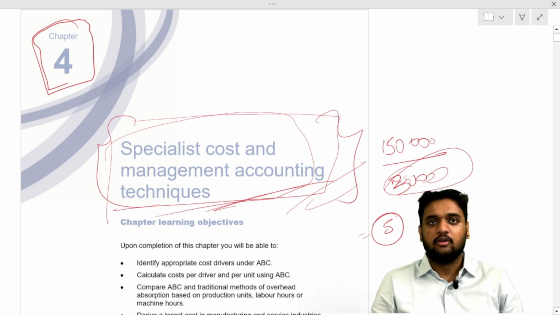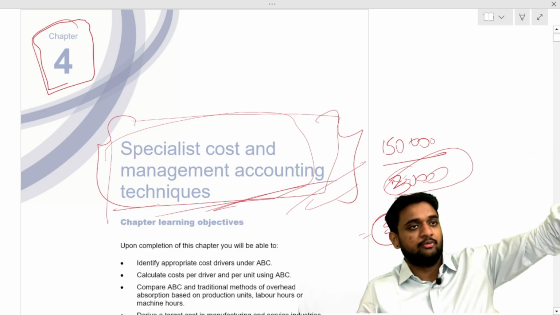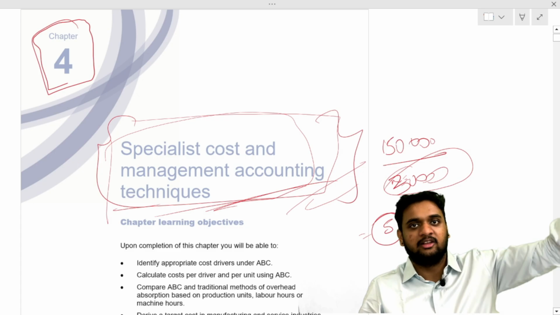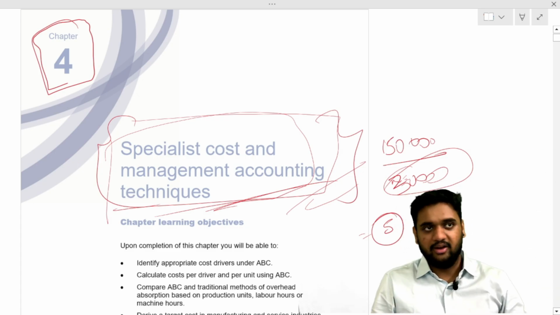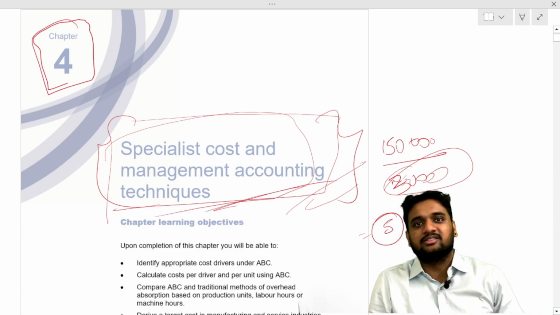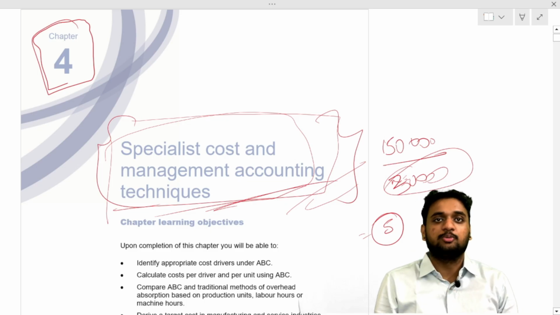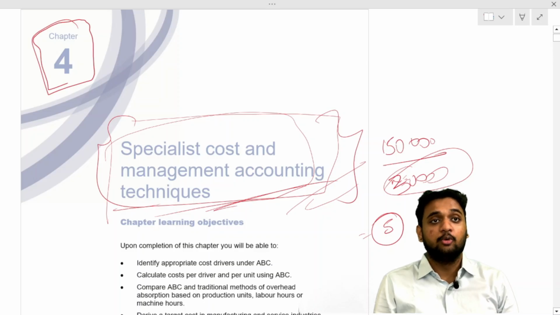So how will we find out? We will take each cost pool separately, divide it by the cost driver, and find out the respective value. For example, we will take the machine cost pool. Machine cost is 20,000 rupees. Number of machine hours is 1000 hours. First, what is the cost pool? Machine cost, that is 20,000.